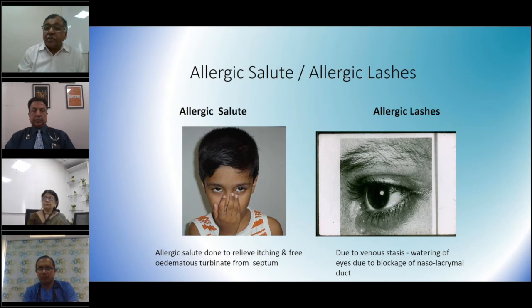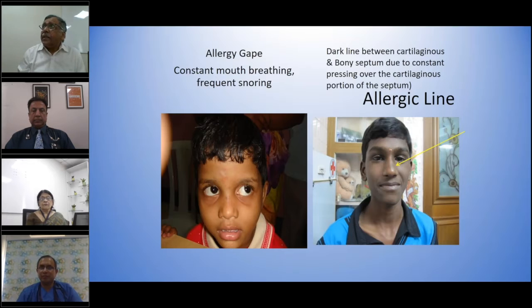Then the allergic salute. This is the allergic salute, where the child is moving their nose. Here there are long eyelashes and you can see tear-filled eyes. This is the allergic gape, constant mouth breathing, and the allergic line over the nostrils, from repeated pushing of the nose upward. You get a sort of line there.